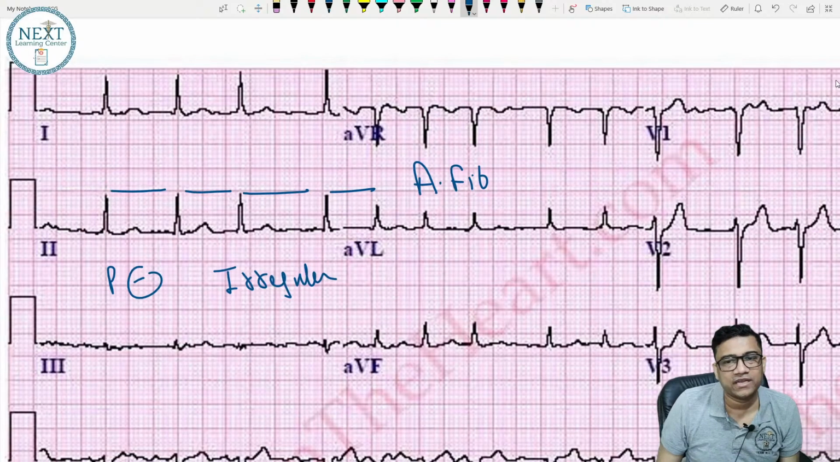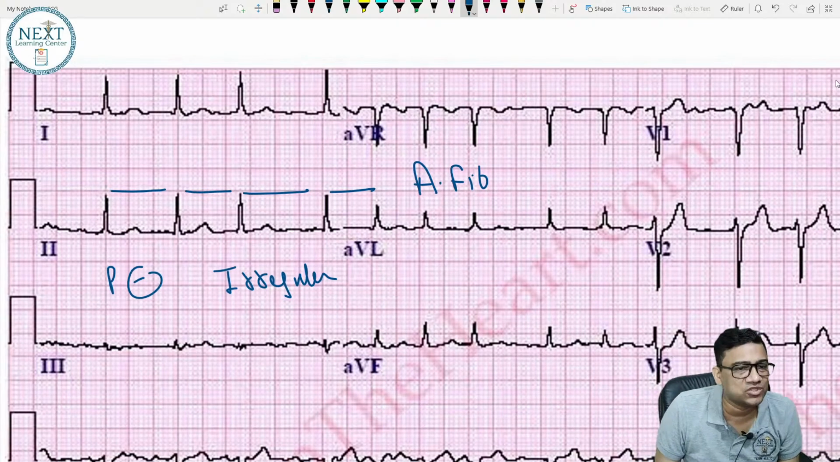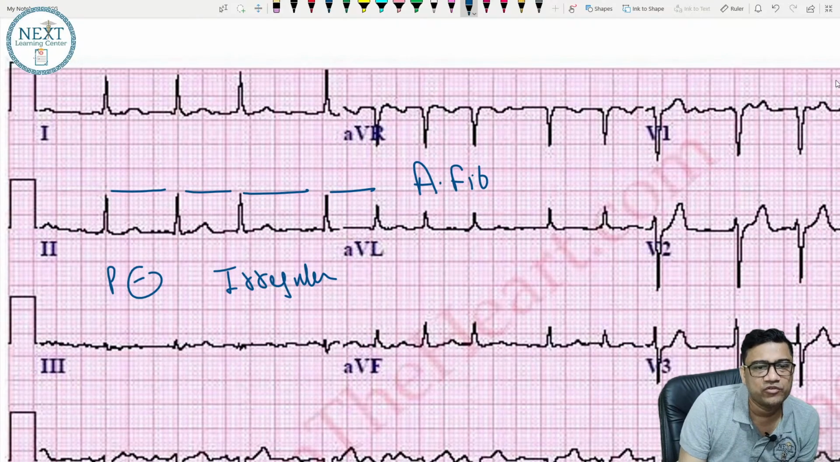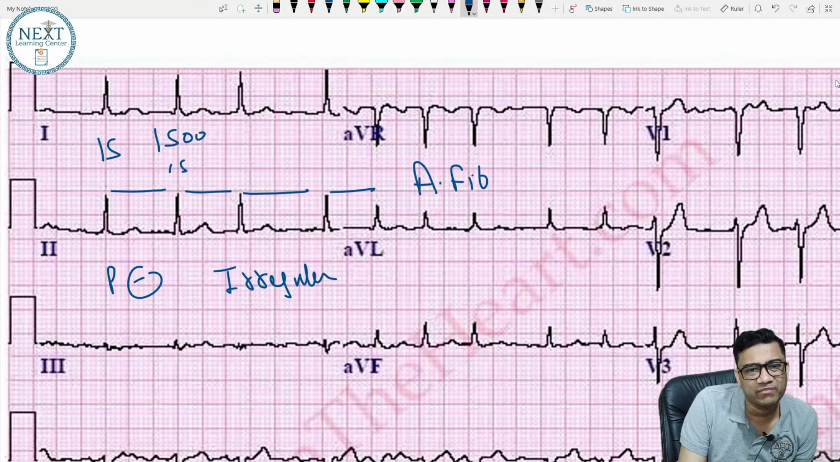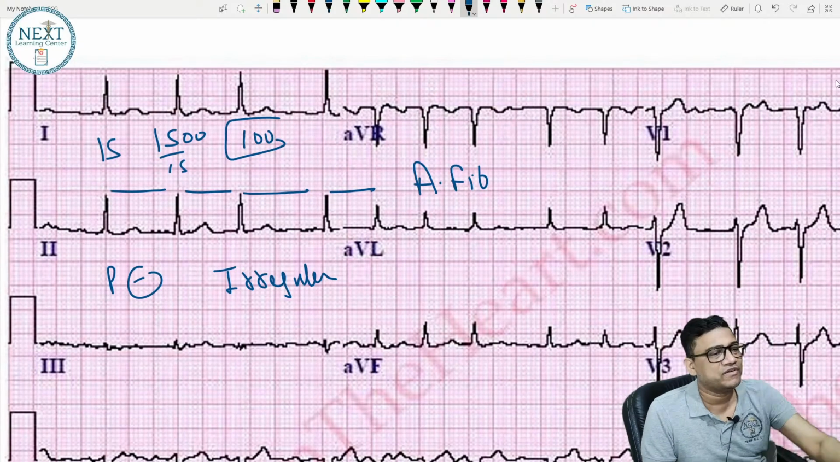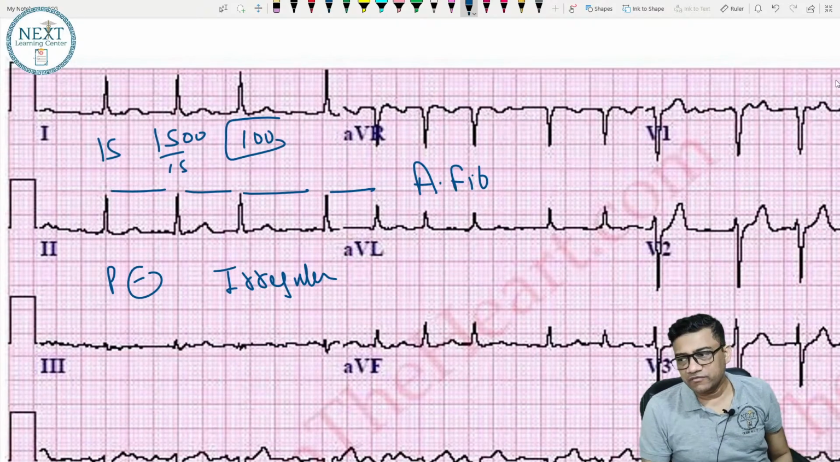So most likely P is absent plus tachycardia. Is this a tachycardia? It can be. Let's calculate. If you take 3, it becomes 15. It can be a tachycardia because it's very close to 100. So that's why the heart rate is very variable.